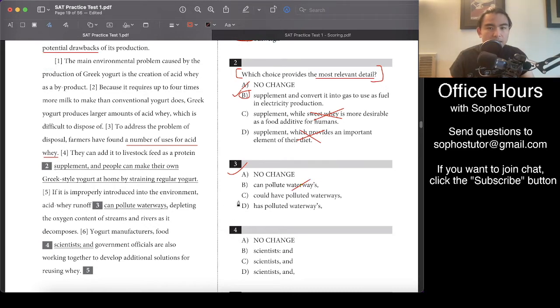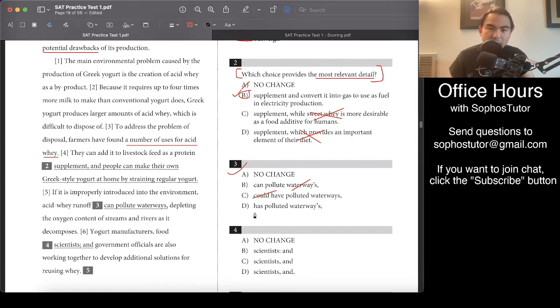C. Could have polluted waterways. Okay, acid whey runoff could have polluted waterways. Now that sentence sounds good, but knowing how could is used, this type of tense is used when you're talking about a hypothetical, right? So I would expect that after you say that acid whey runoff could have polluted waterways, you would then describe how it didn't pollute waterways. But it says depleting the oxygen content of streams and rivers, so clearly it still did, so could have is not appropriate.